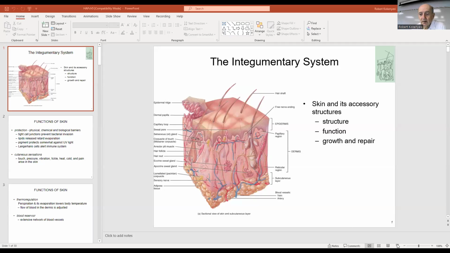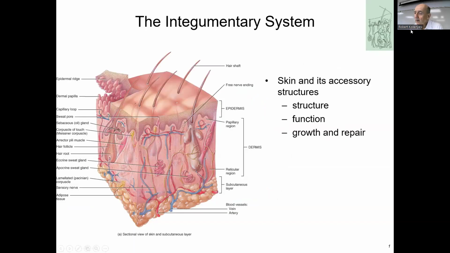And I hope you can see this. I'm going to switch to full screen here. I'm going to minimize this guy in the corner.